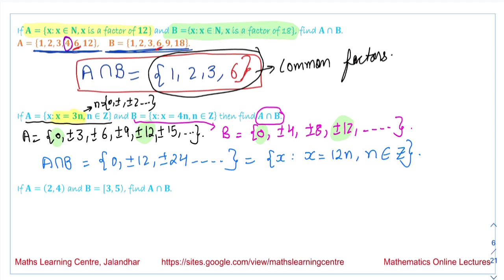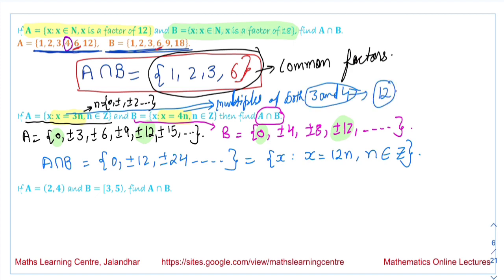We can also look at this answer in this form. When we say x is equal to 3n, it means we are talking about all the multiples of 3. When we say x is equal to 4n, we are talking about all the multiples of 4. So intersection means we are talking about the numbers which are multiples of both 3 and 4. So these are the numbers which are the multiples of the number 12. So this is the required set that represents the intersection of these two sets.